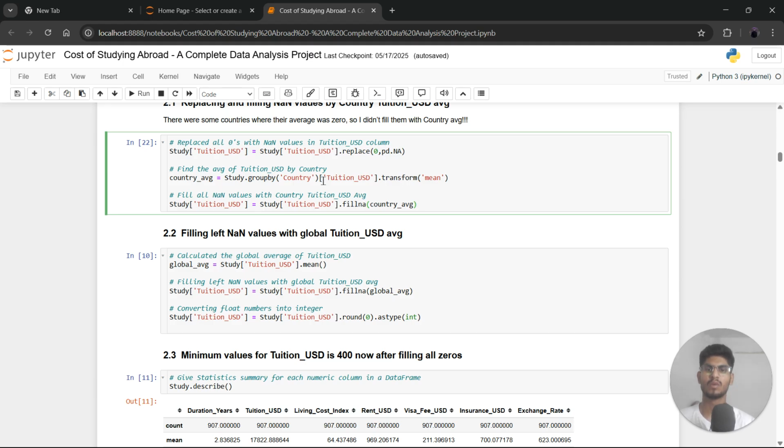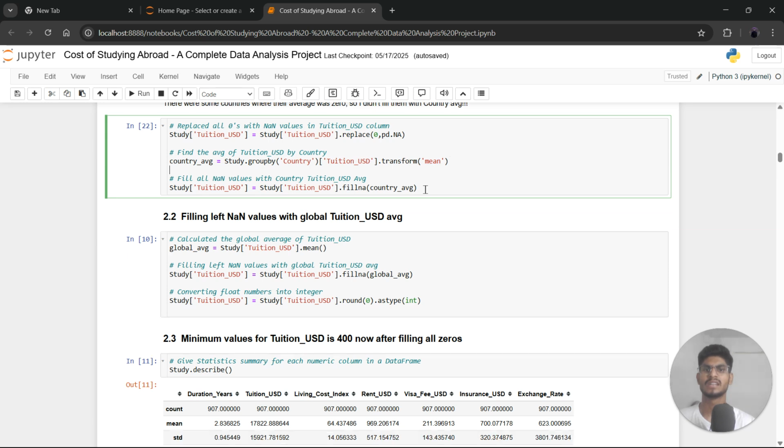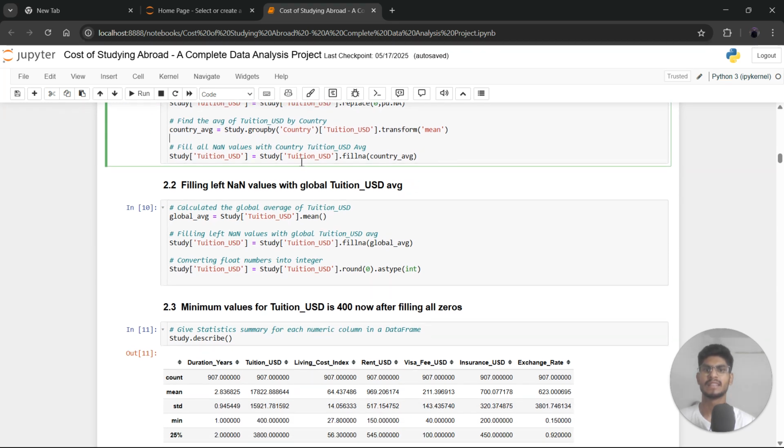We have almost filled all those values by country, so we haven't used the continent one. If there was a requirement for continent, first we would have to create one more column in our dataset named continent. Then we could assign values like Asia, Europe, North America, South America, and so on. So we are grouping all those countries, figuring out the mean, the average, of each country by the tuition fees, and then we are filling all those NaN values with the country average.